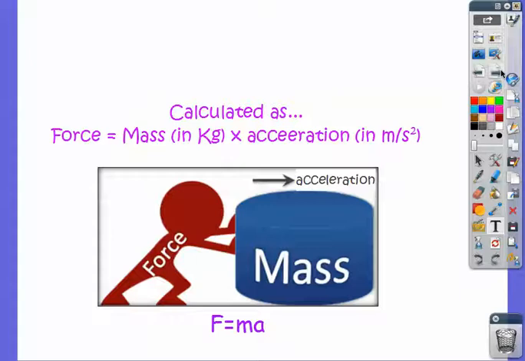Force, which we measure in newtons, is equal to mass in kilograms times acceleration in meters per second squared, or F equals ma is the way we will typically just say that quickly.